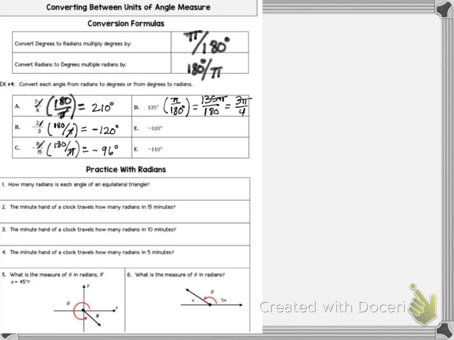Okay, then I'm going to multiply negative 320 by pi over 180. And remember, the degrees cancel out. So I have negative 320 pi over 180. And if I reduce that fraction, I get negative 16 pi over 9.